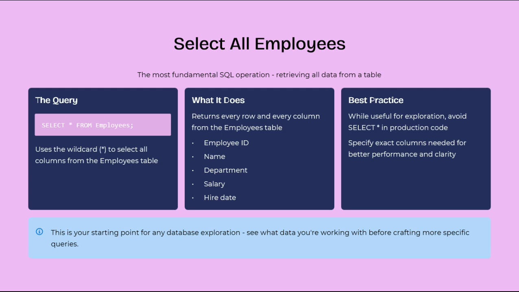The query will be what? SELECT * FROM employees. Use the wildcard star to select all columns from the employee table. What it does actually, it will return every row and every column from the employees table. While useful for exploration, avoid SELECT * in production code. Specify exact columns needed for better performance and clarity. So this is your starting point for any database exploration. See what data you are working with before crafting more specific queries.